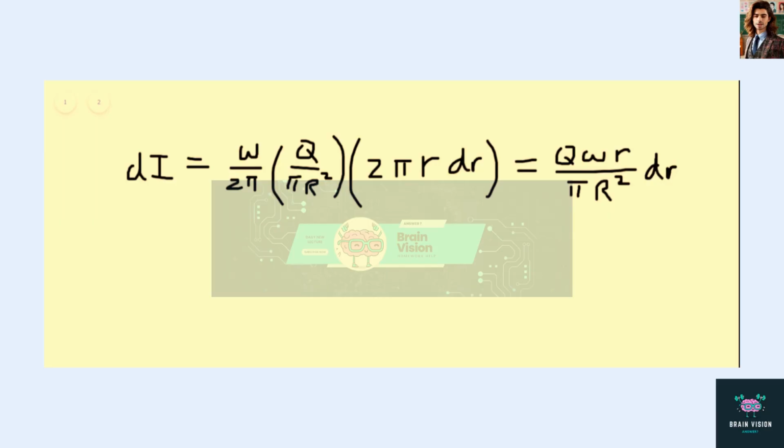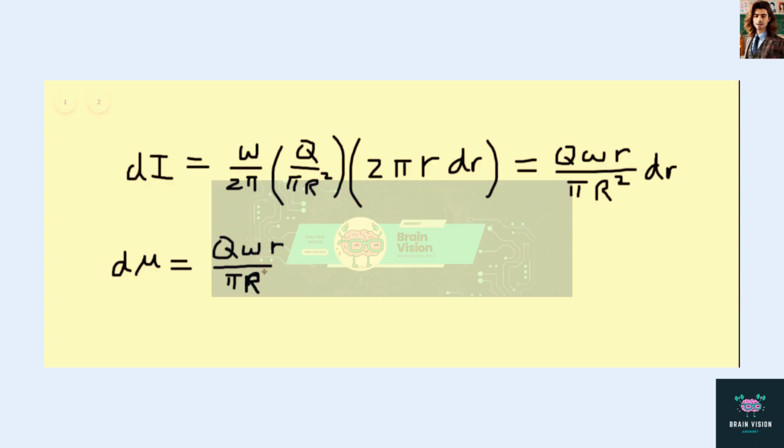Okay, so now we can substitute this back into our original expression for the change in the magnetic moment. So now we have dμ is equal to Q times ω times r divided by πR².